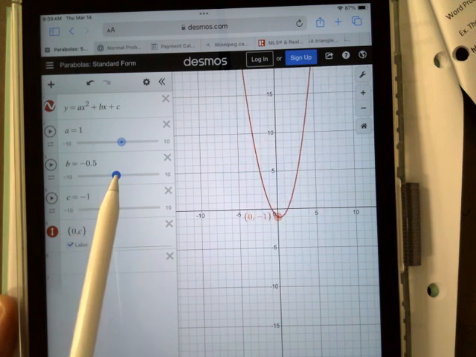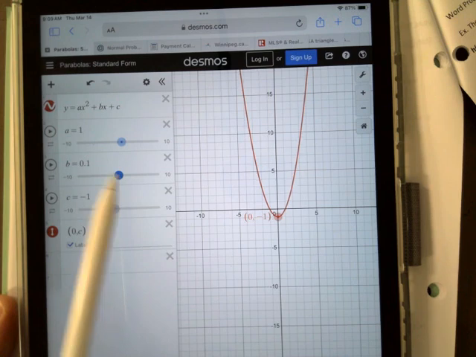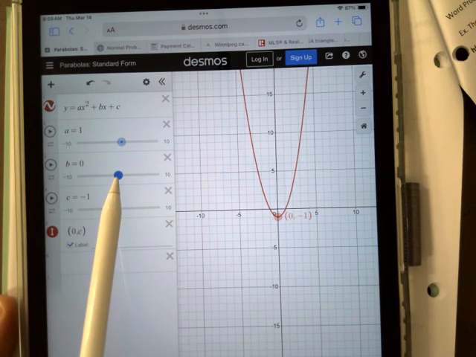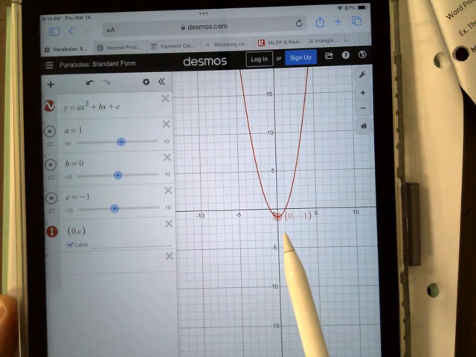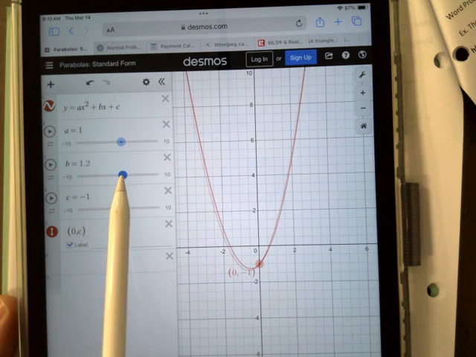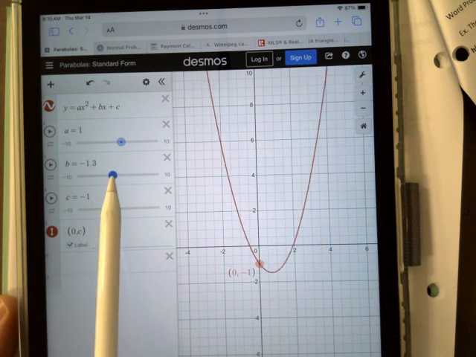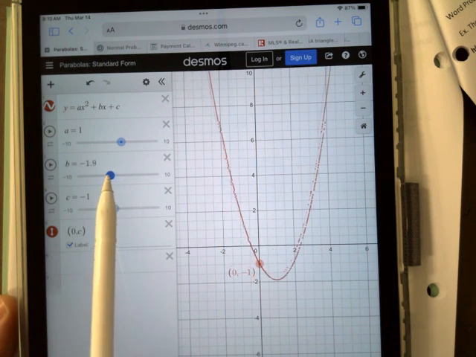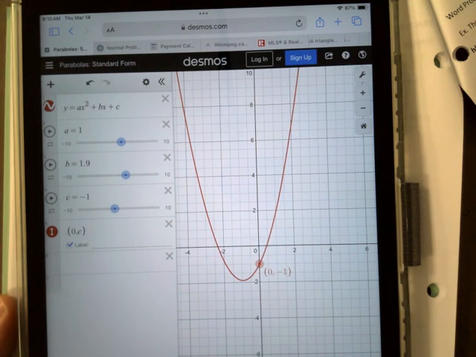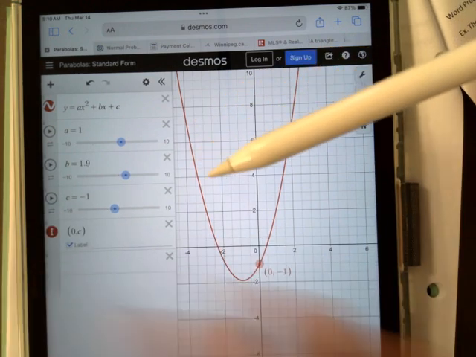Remember I said when B is equal to 0, then your vertex is also your y-intercept. It's not 0 there. It's hard to get it. There. If B is equal to 0, then your y-intercept is also your vertex. But as soon as B changes, the vertex shifts away from the y-intercept. So that's another thing that you can kind of think of, okay? So that's what B does. It does a side shift.